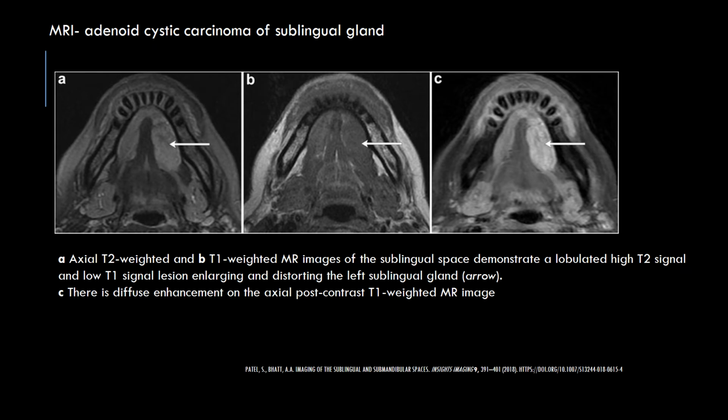This is an example of an adenoid cystic carcinoma of the sublingual salivary gland. This is the mass that you're able to see pointed with the white arrow mark. This image in the sublingual space is demonstrating a lobulated mass which is of a high T2 signal and a low T1 signal. It's actually enlarging and distorting the entire left sublingual gland. Also, there is enhancement which is diffuse post contrast. This is an image after the contrast dye has been applied.